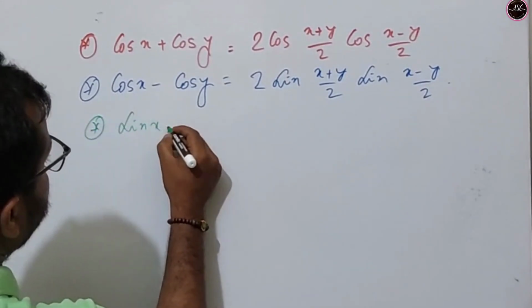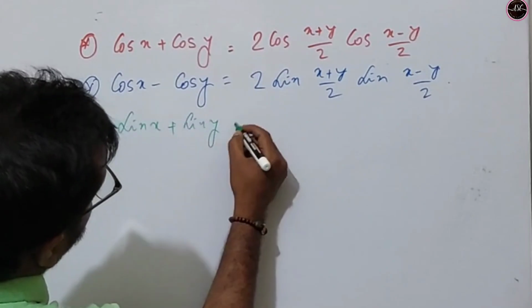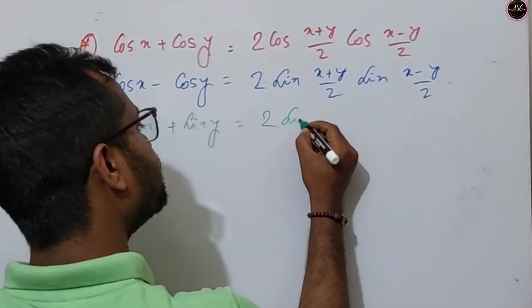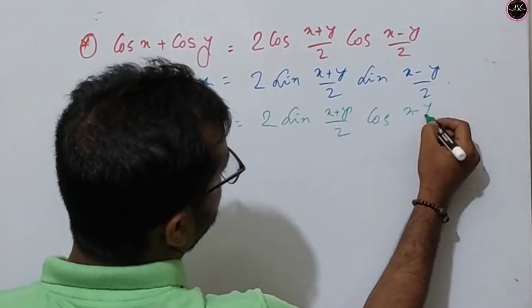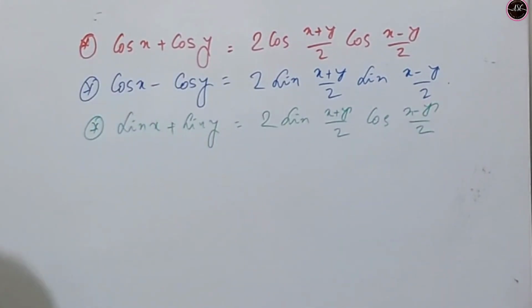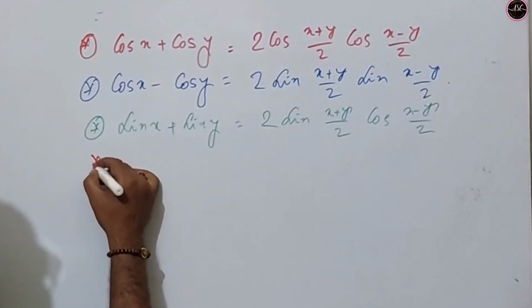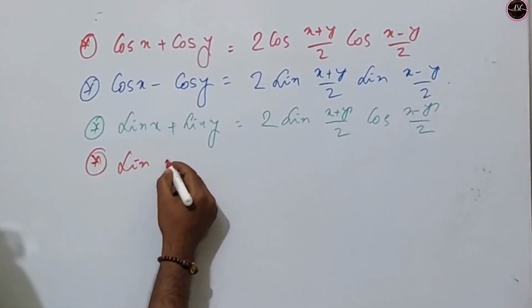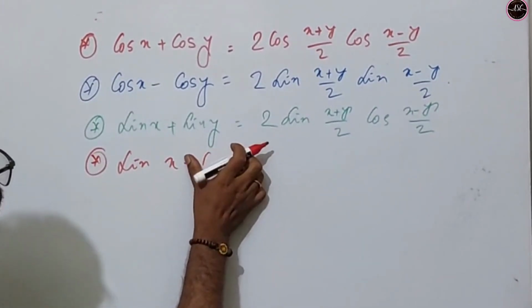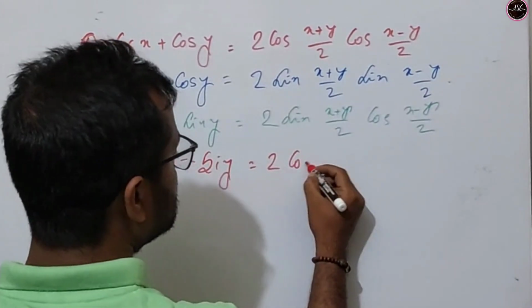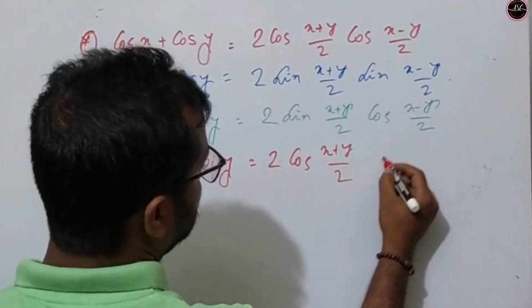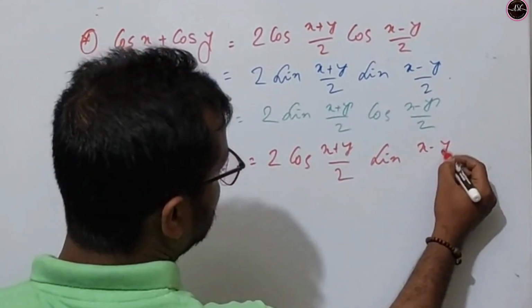Now sin x plus sin y equals 2 sin of (x plus y) by 2 into cos of (x minus y) by 2. Now sin x minus sin y equals 2 cos of (x plus y) by 2 into sin of (x minus y) by 2.